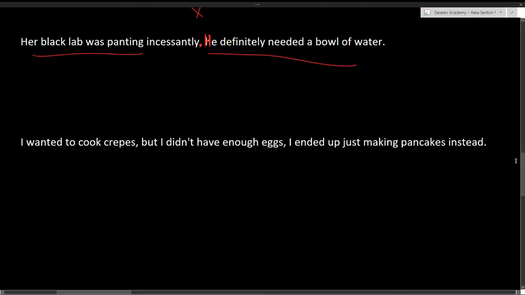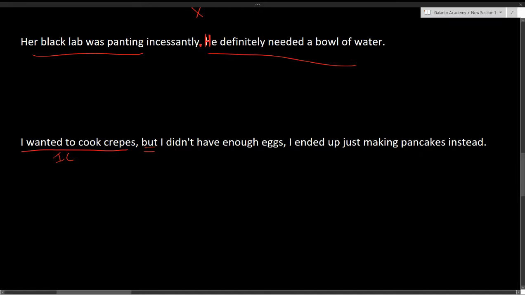Now let's look at the final one. There's a lot more going on here. We actually have three clauses. So let's go ahead and identify them as independent or dependent clauses. I wanted to cook crepes. That could be a full sentence on its own. So that's an independent clause. We're not going to include our conjunction in here.